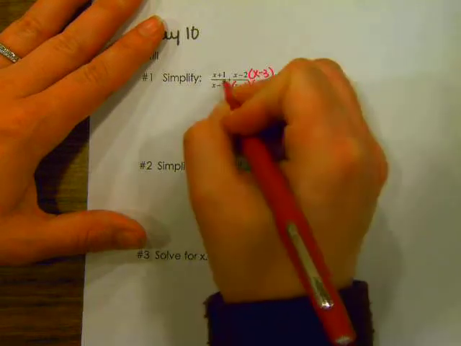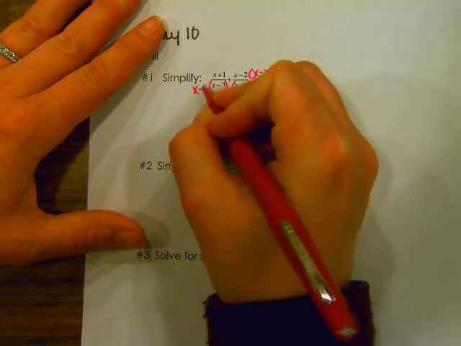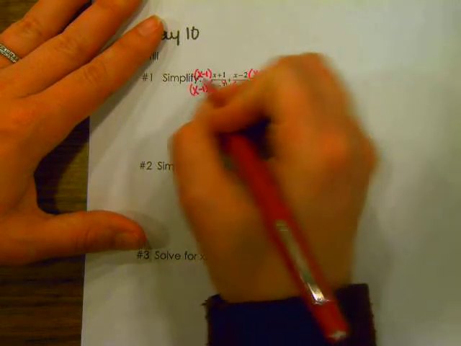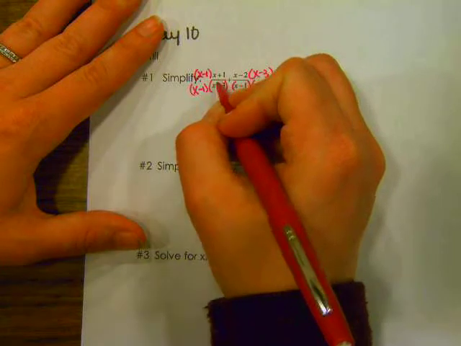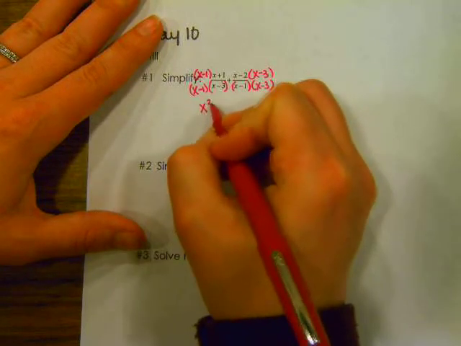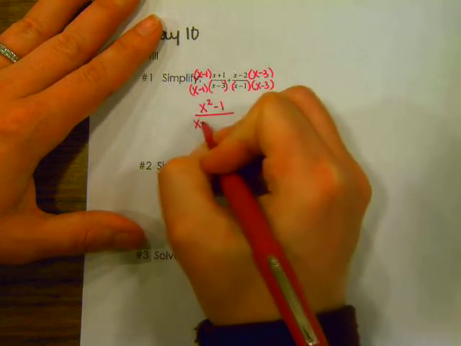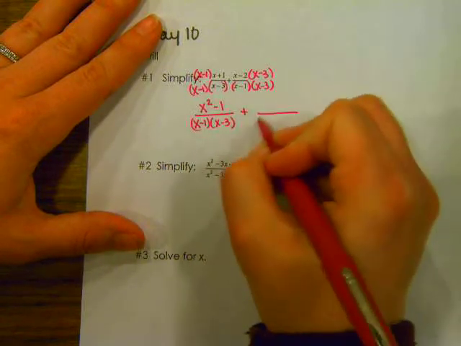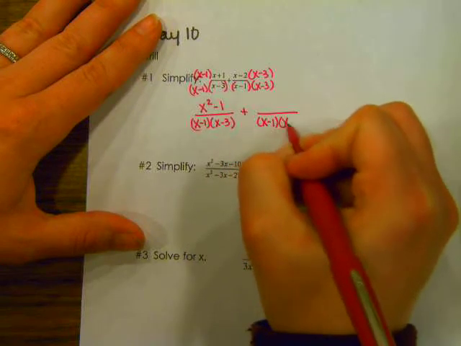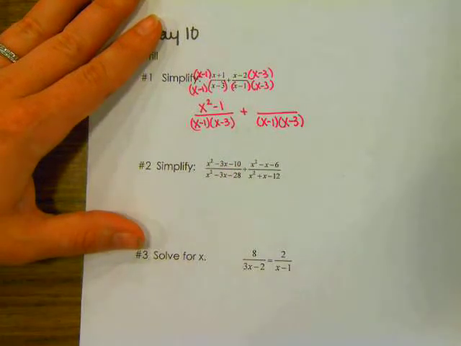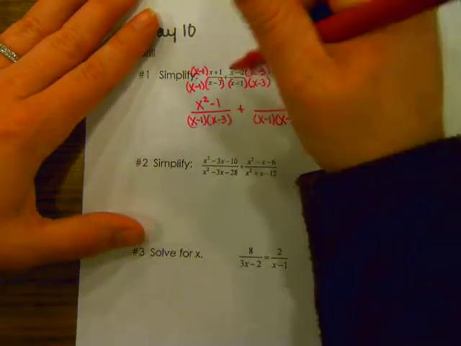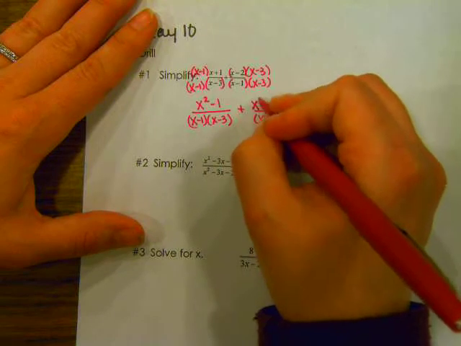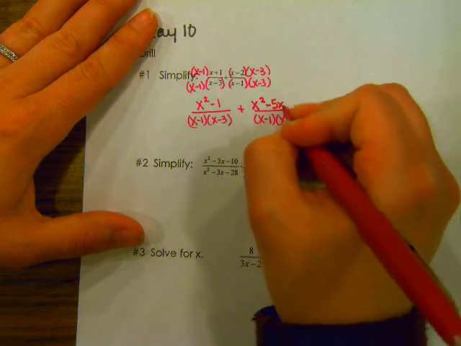Now in this case, what this means, on the top, folks, you will be foiling or boxing, okay? Because you have x minus 1 times x plus 1. So when I foil that, I get x squared minus 1, plus, and then here's this denominator, still the same. Now on the top, when I foil x minus 2 times x minus 3, I get x squared minus 5x plus 6.